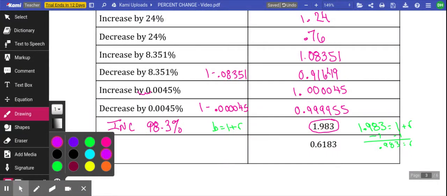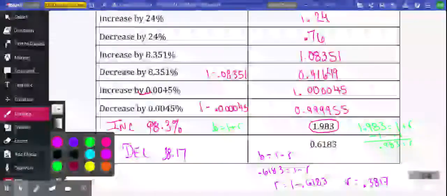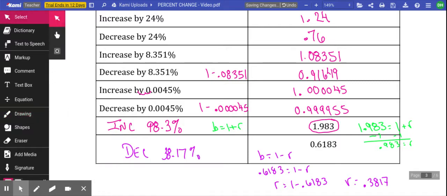All right. Now, this next one's much, much harder for me to do in my head. So I'm just going to really trust the process. And we know that b equals 1 minus r. So we know that 0.6183 equals 1 minus r. I'm going to add an r from the right to the left, and then I'm going to subtract over the 0.6183. And let's see, 1 minus 0.6183. I'm getting r equals 0.3817. Don't forget to move the decimal twice. So we are decreasing at a rate of 38.17%. How about that?